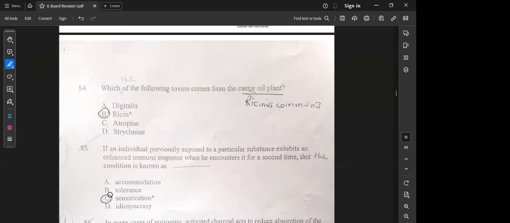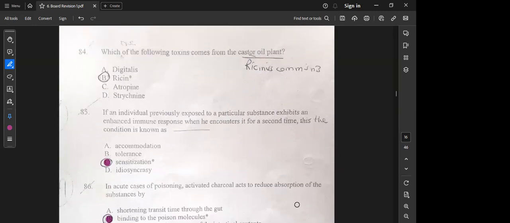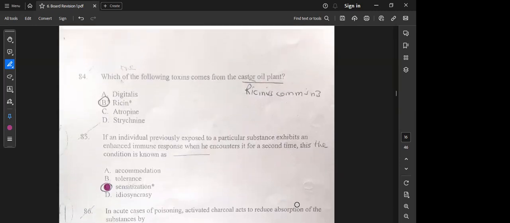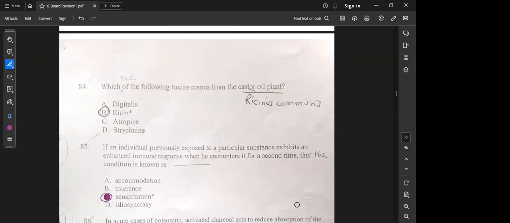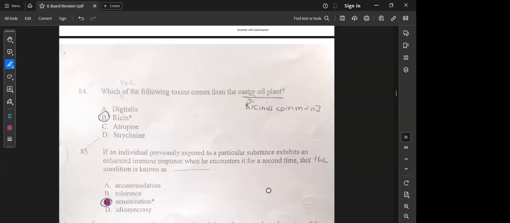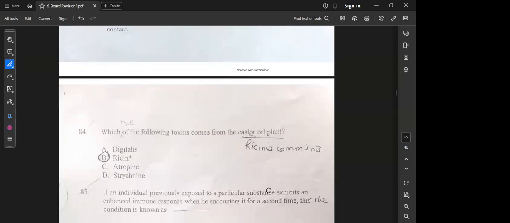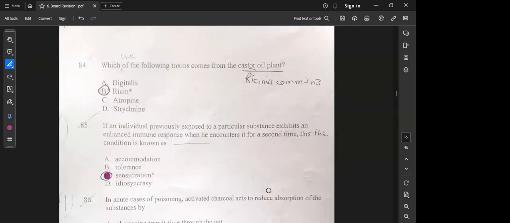If an individual previously exposed to a particular substance exhibits an enhanced immune response when he encounters it for a second time, this condition is known as tolerance. What is accommodation? This is the one for the eyes, your eyes trying to focus. We know what tolerance is, idiosyncrasy. We also know what it is.